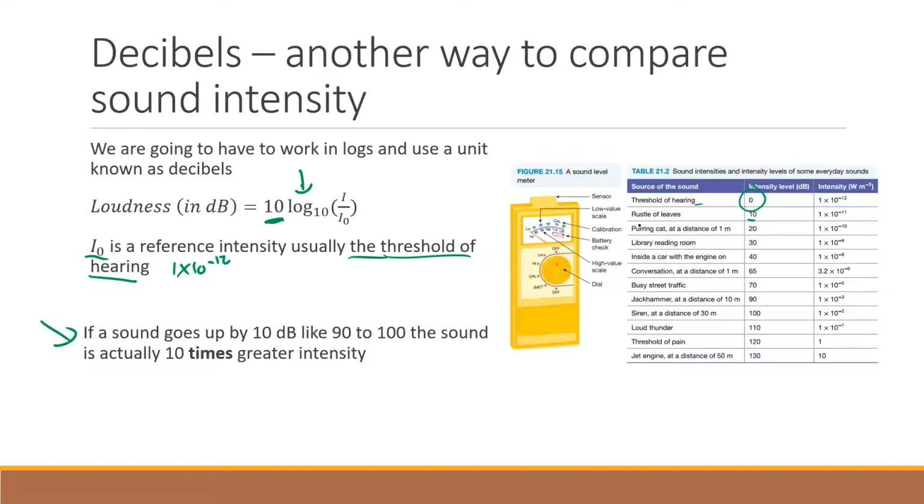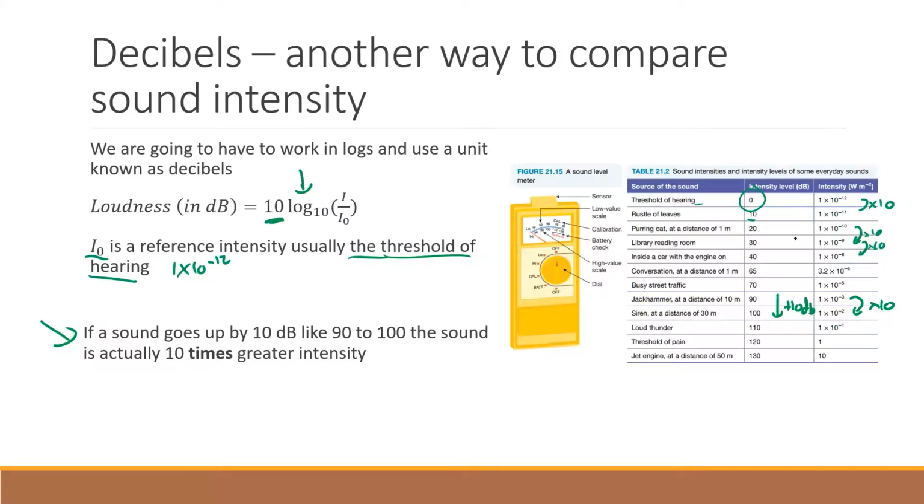A busy street is 70 decibels. A jackhammer at a distance of 10 meters is 90. A siren at a distance of 30 meters is 100. So let's have a look at that increase. This increase of 10 decibels is equal to going from 1 times 10 to the negative 3 to 1 times 10 to the negative 2. That's multiplying by 10. Here's another multiplied by 10, times by 10, times by 10.